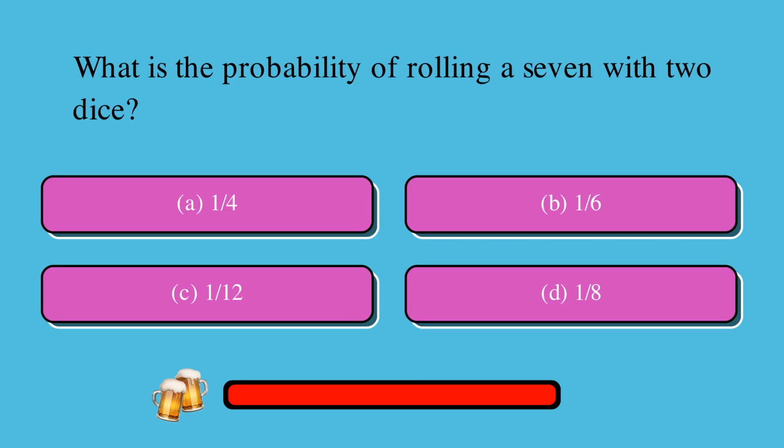What is the probability of rolling a 7 with 2 dice? Is it A, 1/4, B, 1/6, C, 1/12, or D, 1/8? The correct answer is B, 1/6.